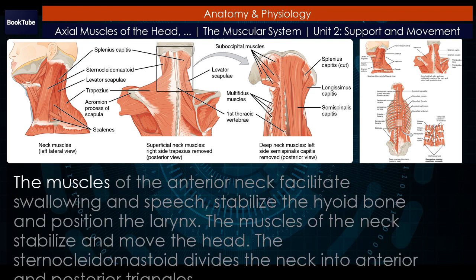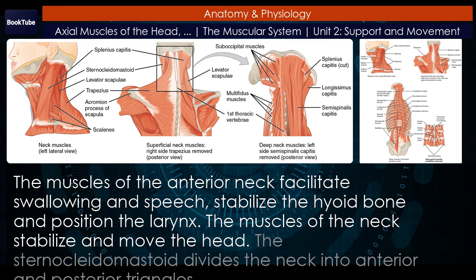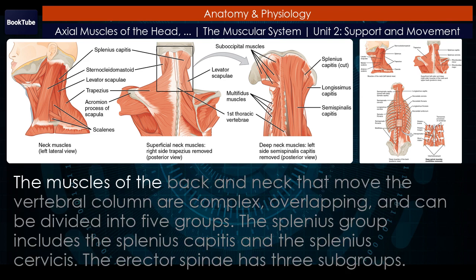The muscles of the anterior neck facilitate swallowing and speech, stabilize the hyoid bone and position the larynx. The muscles of the neck stabilize and move the head. The sternocleidomastoid divides the neck into anterior and posterior triangles. The muscles of the back and neck that move the vertebral column are complex, overlapping, and can be divided into 5 groups.